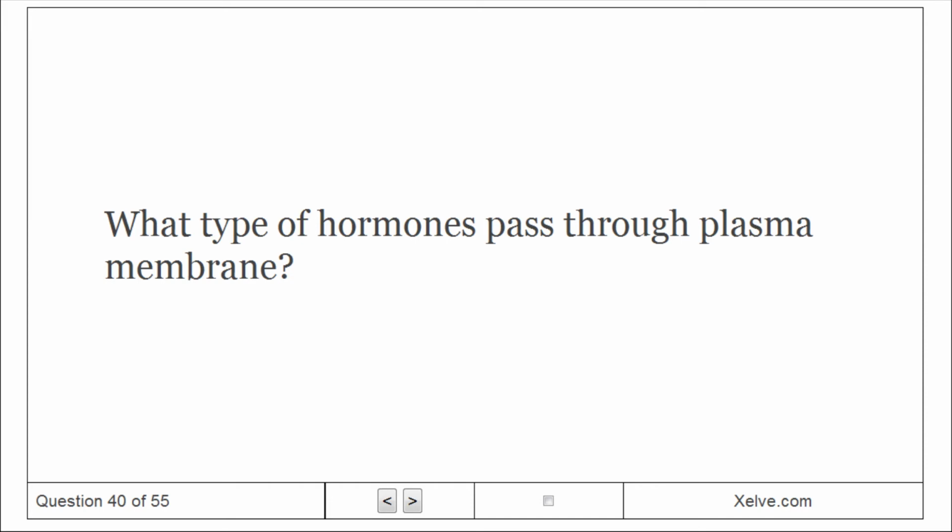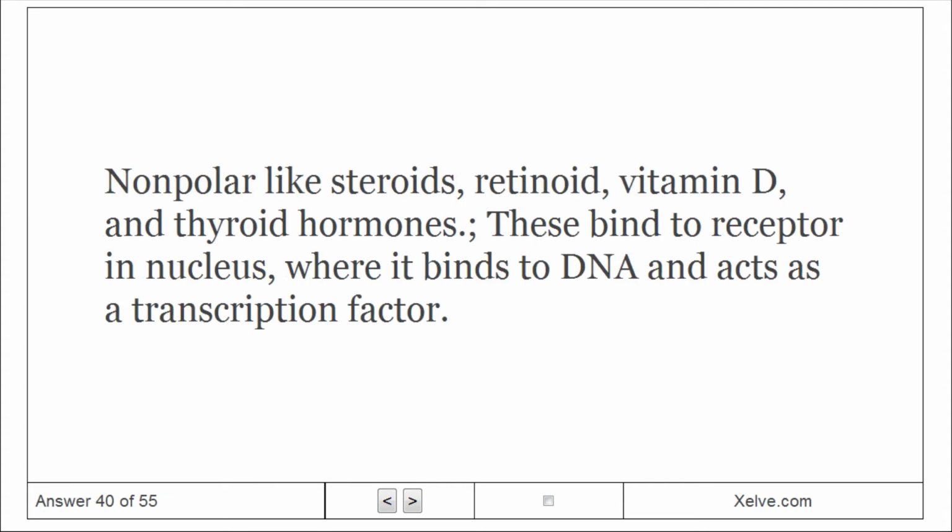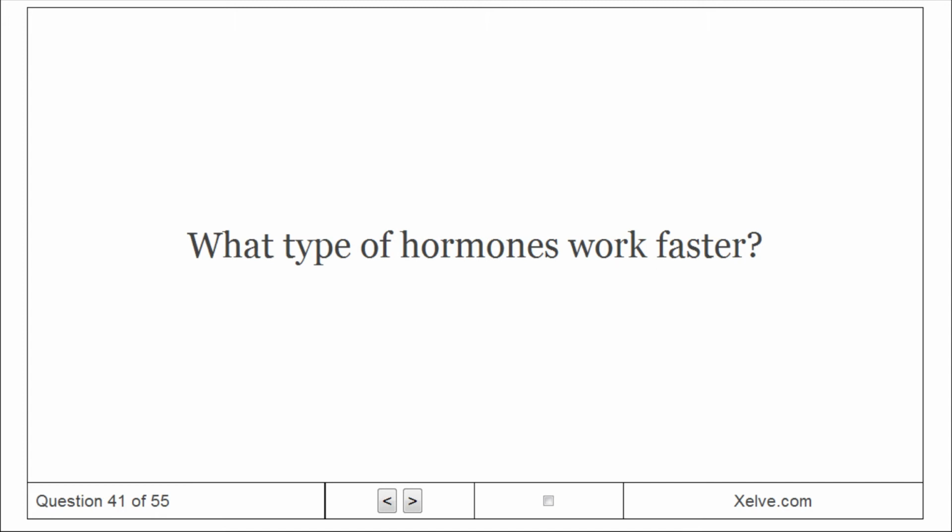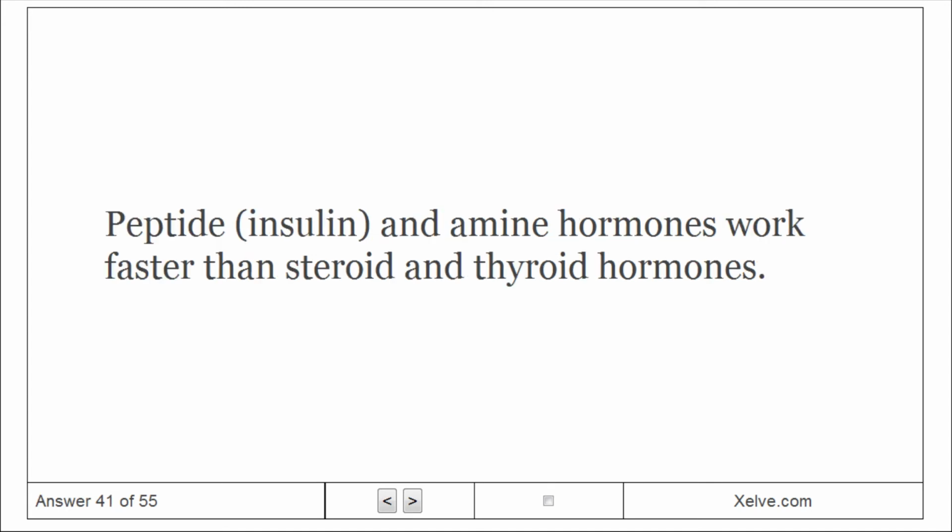What type of hormones pass through plasma membrane? Nonpolar ones like steroids, retinoids, vitamin D, and thyroid hormones. These bind to receptor in nucleus, where it binds to DNA and acts as a transcription factor. What type of hormones work faster? Peptide and amine hormones work faster than steroid and thyroid hormones.